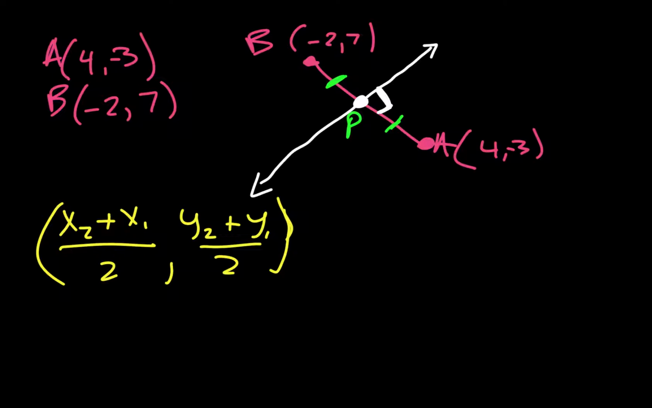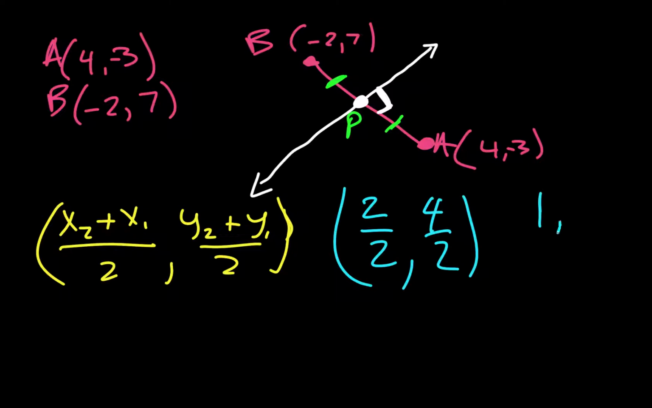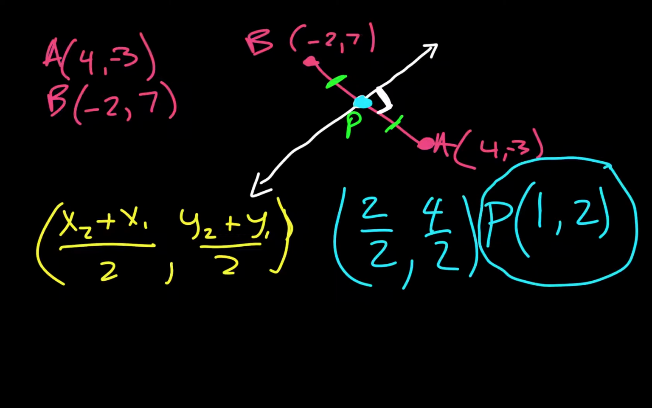It's 4 plus negative 2, or 4 minus 2, and we just get a 2. And so it's 2 over 2. And then we have negative 3 and 7, so that's going to give us a 4. And that's over 2. And so when we simplify those, we get 1, 2. Okay, so this is our midpoint, or this is point P on our diagram, right there. And so we know where the line is going to cross to make it a bisector.